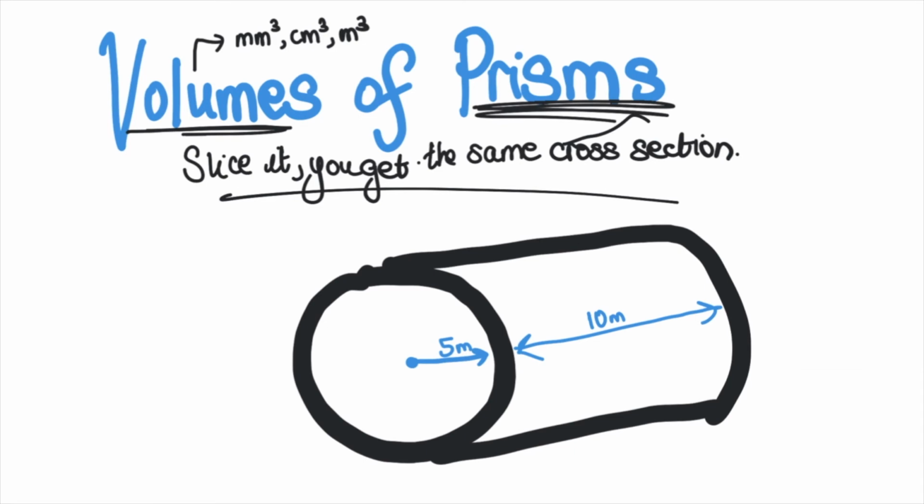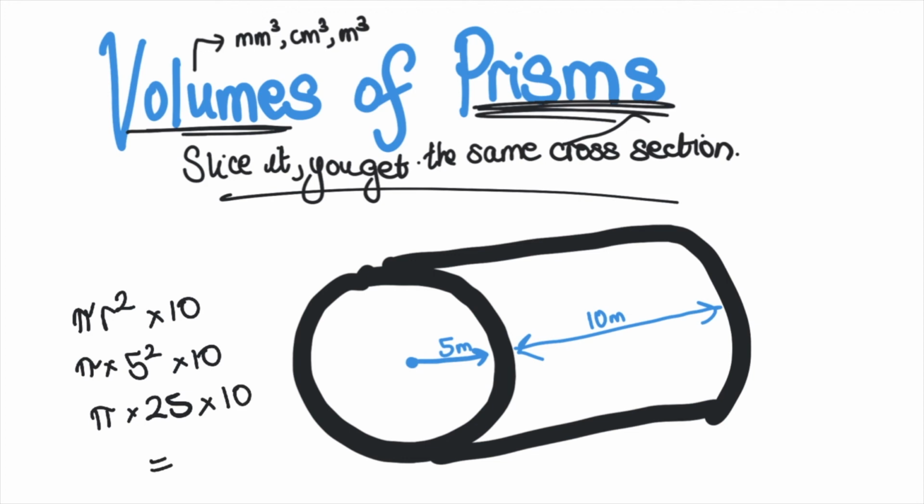So what do you do when you have a circular shape at the front? Or a circle. A circular shape is a circle. Very easy. You find the area of the circle and times by the length. So area of a circle is pi times r squared, r being the radius, and the length is 10. So let's sub some numbers in. Pi times 5 squared times 10. Pi times 25, because 5 times 5 is 25, times 10. And this equals 785.4 meters cubed.